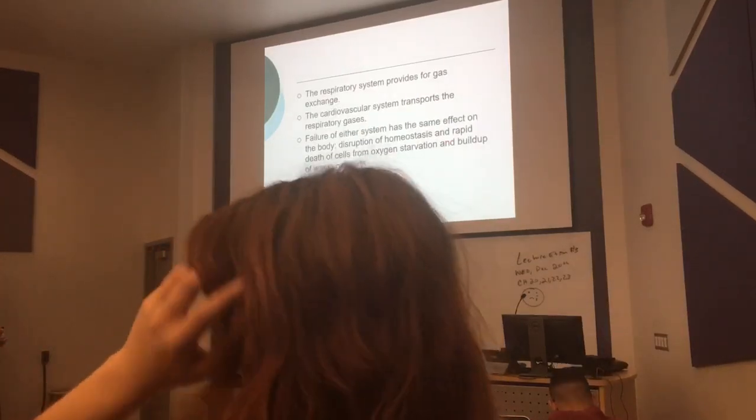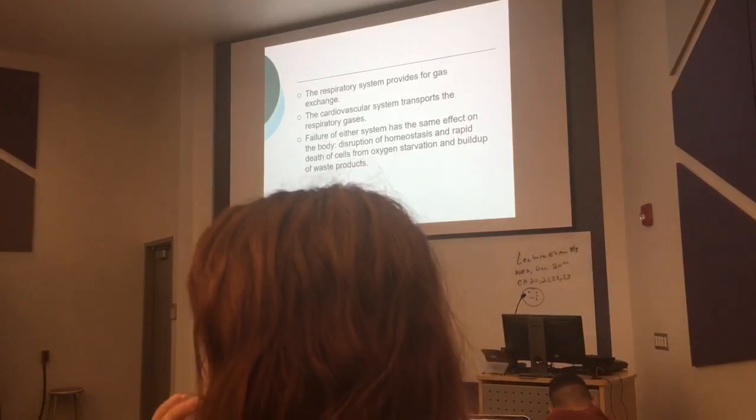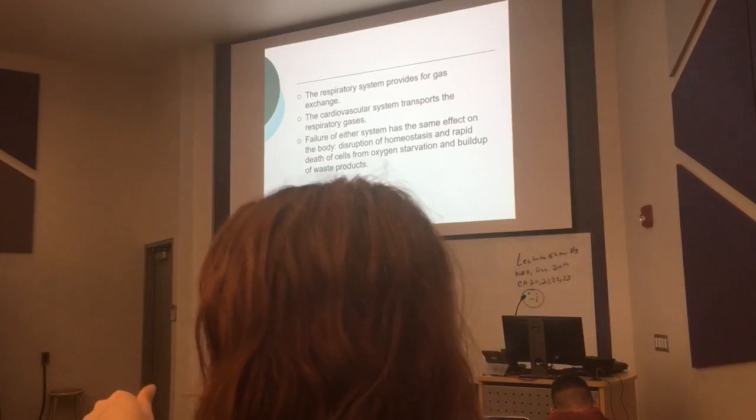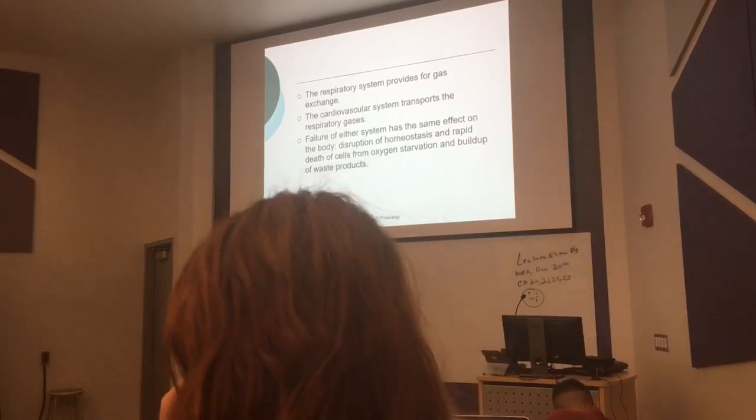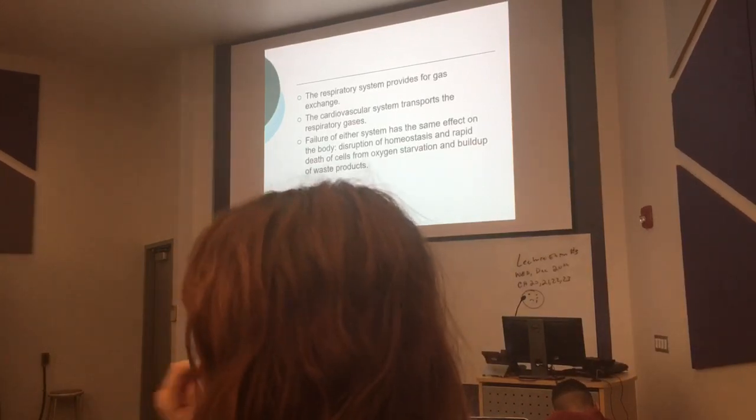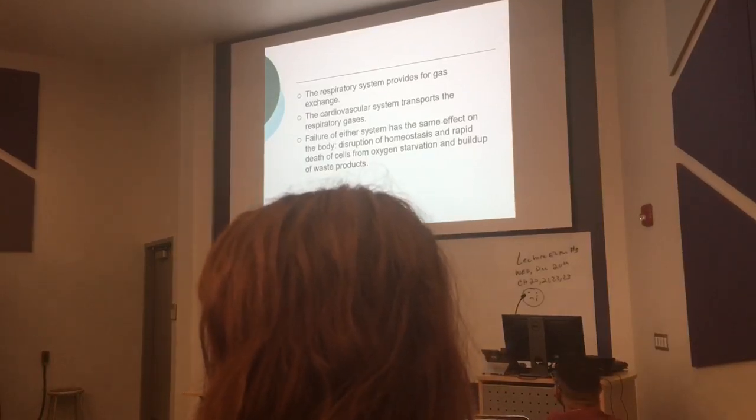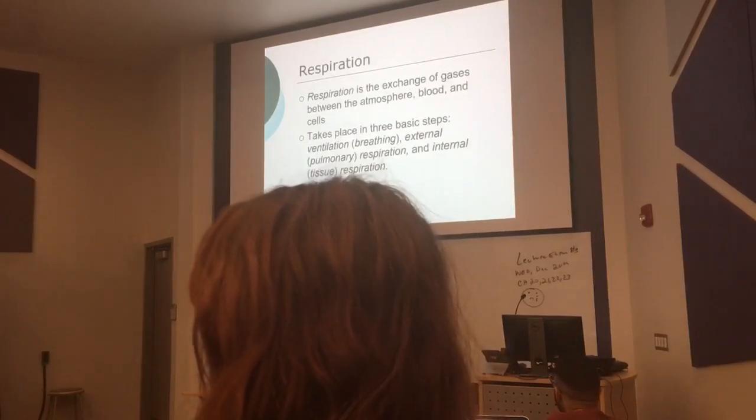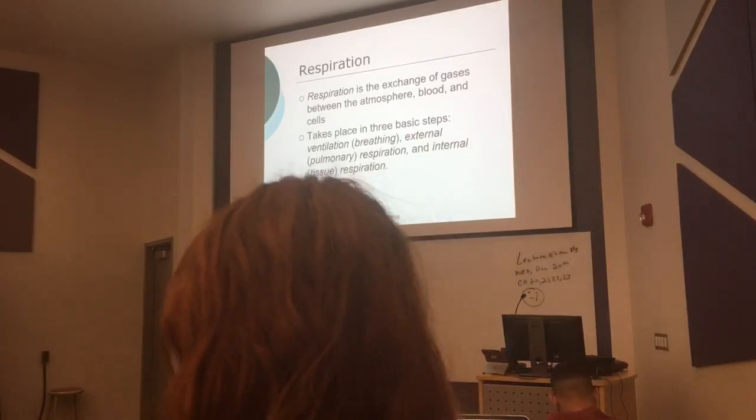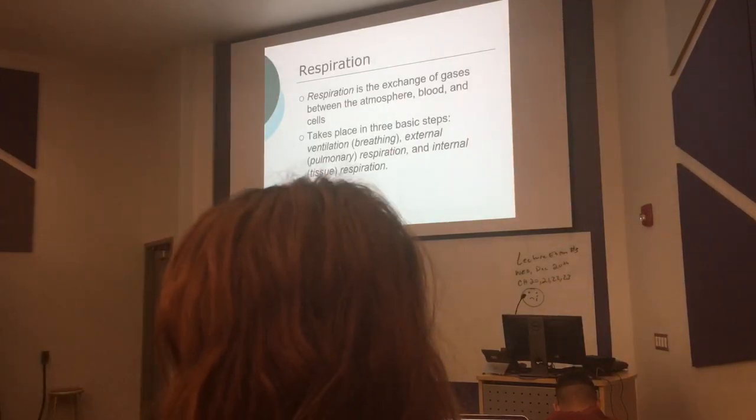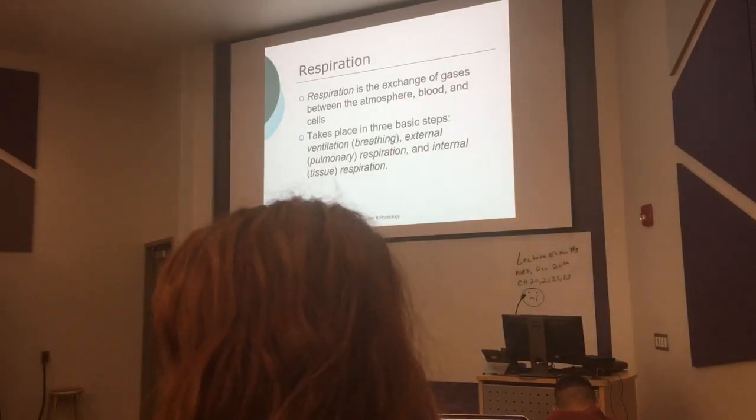Again, the respiratory system provides for that gaseous exchange. The cardiovascular system is going to transport those atmospheric gases. Failure of either of these is going to disrupt homeostasis fairly quickly. Again, respiration is that exchange of gases between the atmosphere, that's the air, the blood, and the cells.